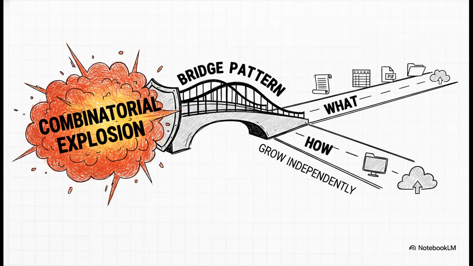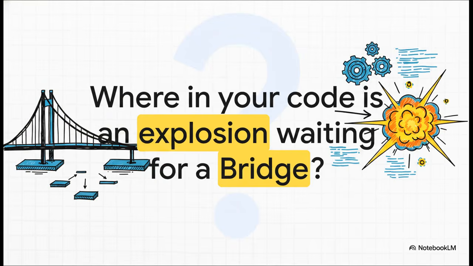So if you remember only one thing from this explainer, make it this. The bridge pattern is your number one weapon against the combinatorial explosion. It keeps your system flexible, it keeps it maintainable, and it lets the what and the how evolve independently, which is a perfect example of the open/closed principle in practice. And that is our deep dive on the bridge pattern. It's such a powerful tool for building systems that can scale in complexity without collapsing under their own weight. So now I'll leave you with this one question to think about. Where in your own code, in your own systems, is there a combinatorial explosion just waiting for a bridge to be built?